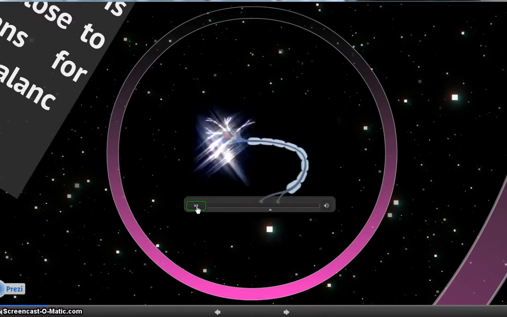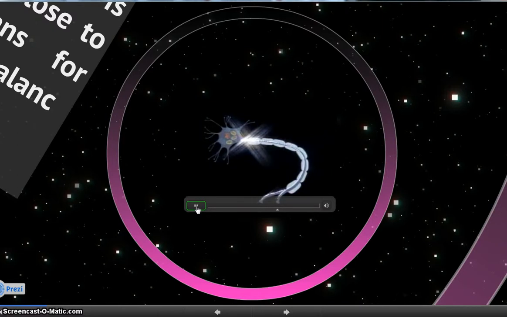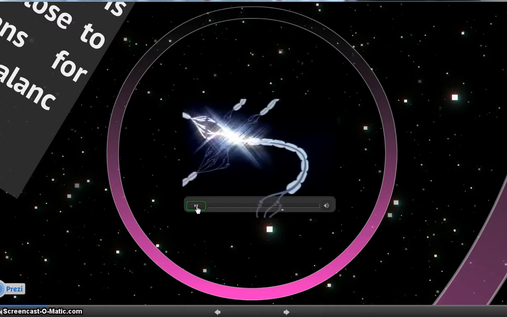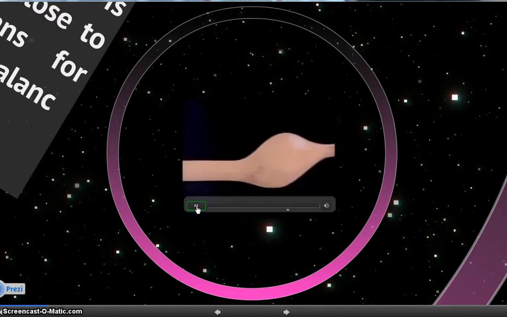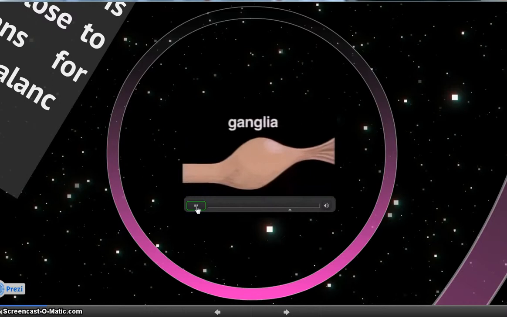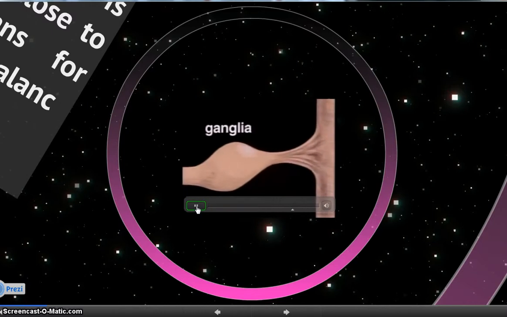Fibers that carry impulses toward the neuron body are called dendrites. Fibers that carry impulses away are called axons. Different structures are concentrated in different parts of the body. Some neuron bodies are bound into clusters called ganglia. They are often associated with your spinal cord.